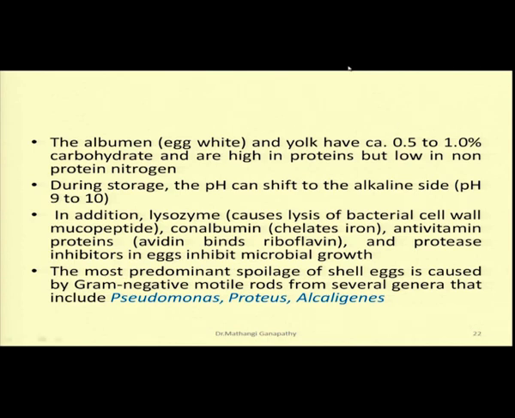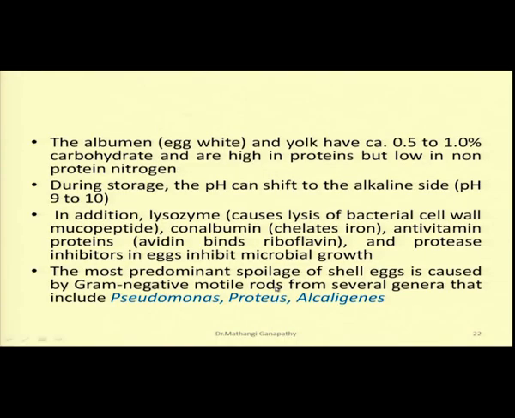For example, suppose you have a microbial contamination, the lysozyme can break down the bacterial cell wall. Now, the conalbumin can chelate iron. Remember, most of the microbes have to get iron from outside. So, if iron is in a chelated form, it will not be available for the organism to uptake. Then, it has avidin which will inhibit riboflavin, so the B complex vitamins will no longer be available for the organism to uptake. Then, it also has protease inhibitors which prevent microbial growth. So, normally egg has a sort of protection, but when the microbial contamination becomes more, as it gets stored for a longer time, these protective measures will get neutralized.